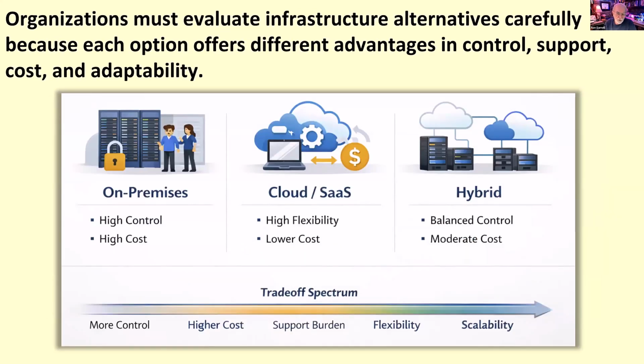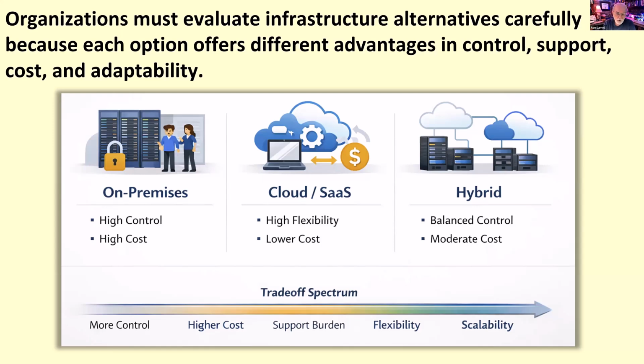Infrastructure choices require trade-offs between control, cost, and flexibility. Organizations must evaluate infrastructure alternatives carefully because each option offers different advantages in control, support, cost, and adaptability. We broaden the discussion from cloud infrastructure to infrastructure alternatives more generally. Organizations do not have just one way to build and manage their IT environment. They can choose from different combinations of on-premise infrastructure, cloud services, software as a service, managed hosting, or hybrid arrangements.